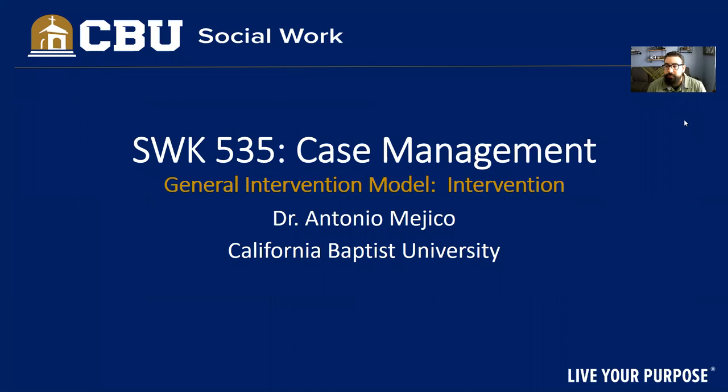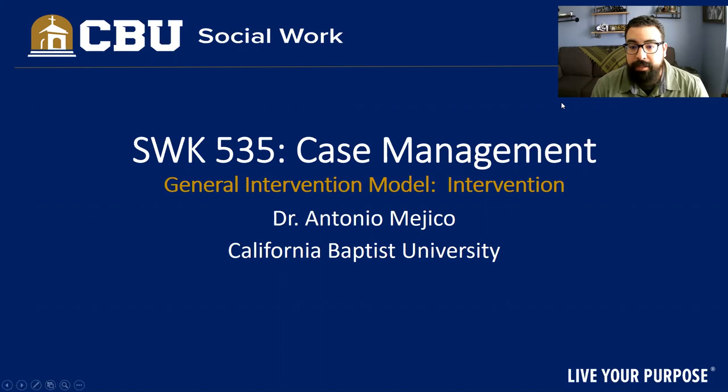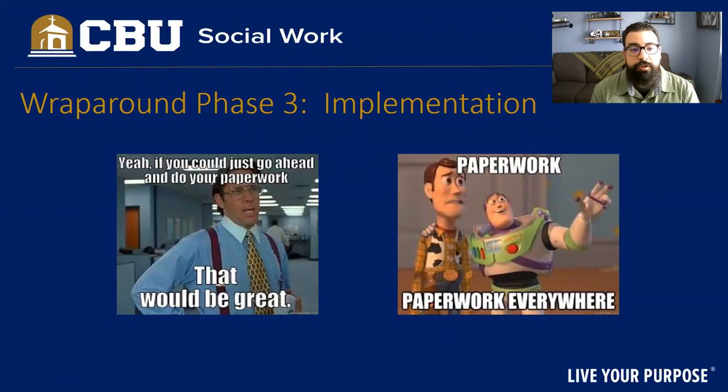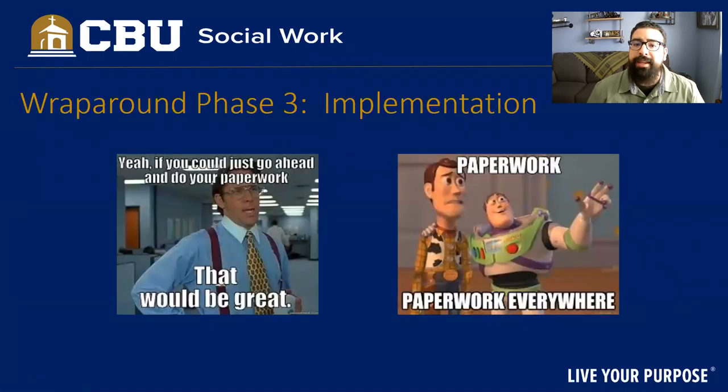So for today's lecture, we are now moving right along. We are actually beginning the tail end of this class in terms of our timeline. We have moved through the first two stages of the GEM model, okay? We talked about engagement, we talked about planning, and now we are moving into the third stage of the GEM model referred to as intervention, okay? In wraparound, the third phase is referred to as implementation. So in the GEM model, we have intervention. In wraparound, we call it implementation. Same phases though, okay? Just slightly different language.